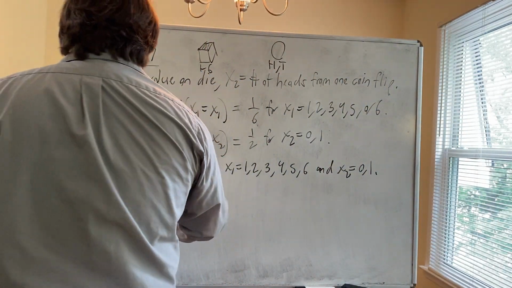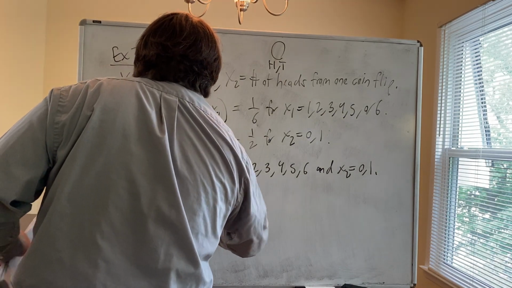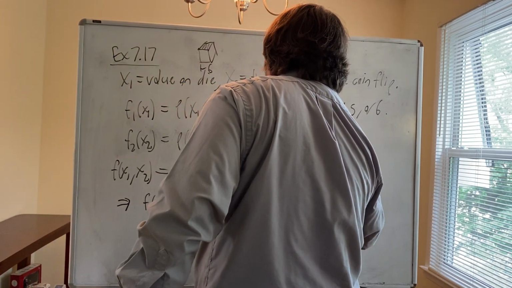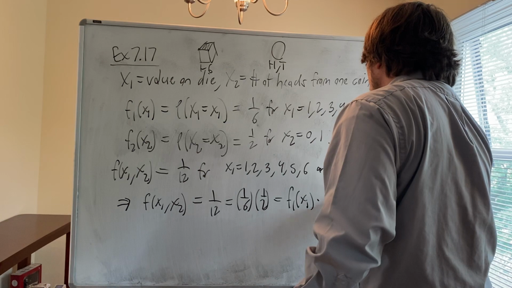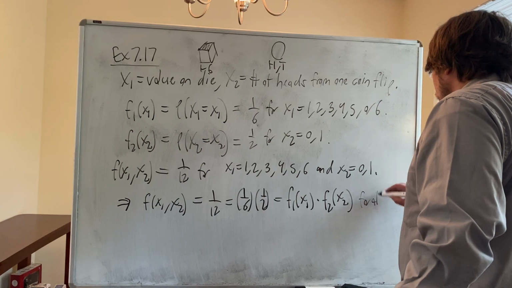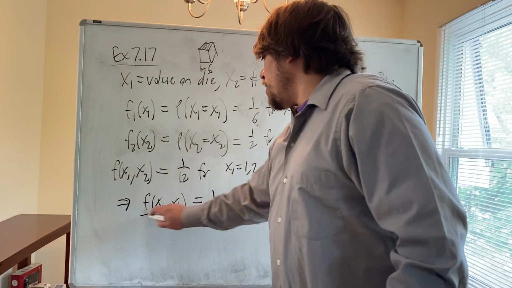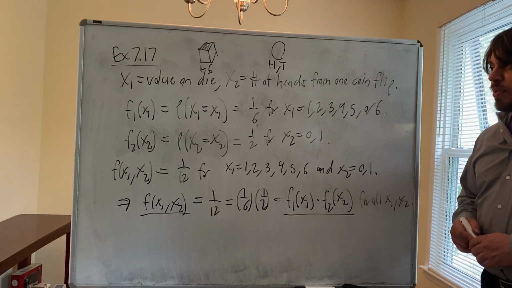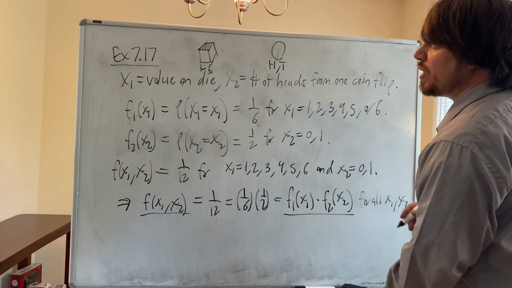So we also see, therefore, from all of that above, that f of x1 comma x2 is equal to 1/12, but that's equal to 1/6 times 1/2, and 1/6 was f sub 1 of x1, and that's times 1/2, which is f sub 2 of x2. And this is for all x1 and x2. So what I showed here is that f of x1 comma x2 is equal to f sub 1 of x1 times f sub 2 of x2. And so by our definition of independent random variables, that means capital X1 and capital X2 are independent random variables.